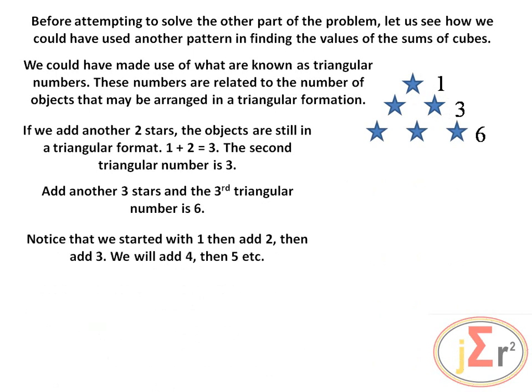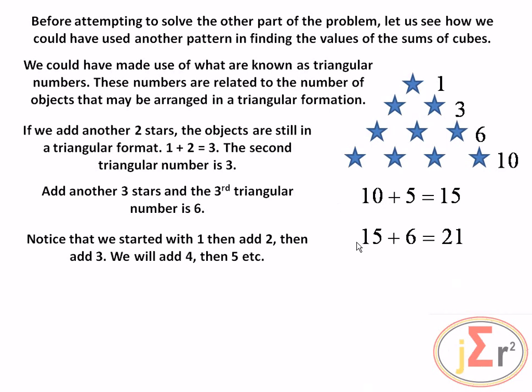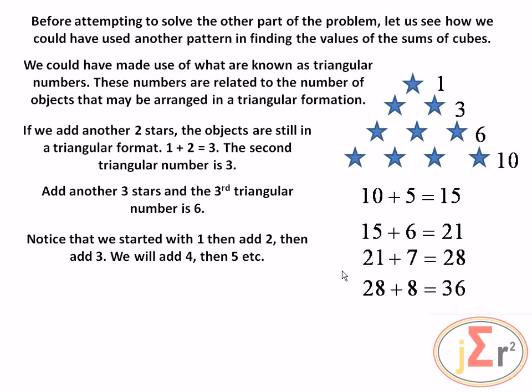Notice that we started with 1, then add 2, then add 3. We will add 4, then 5, etc. So add 4, and what do we know? We have the fourth triangular number, and that fourth triangular number is 10. Then if we add 5, so we add 2, then 3, then 4, then 5 is 15, then 6, 21, then 7, 28, then 8, 36.